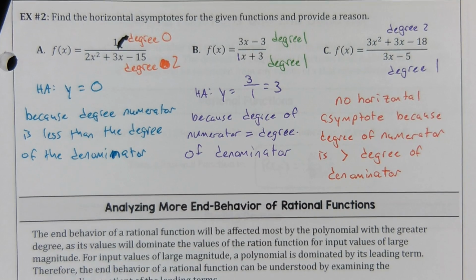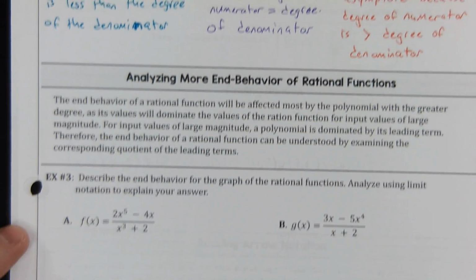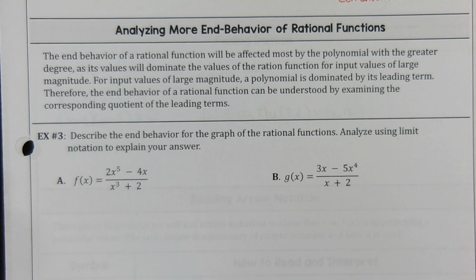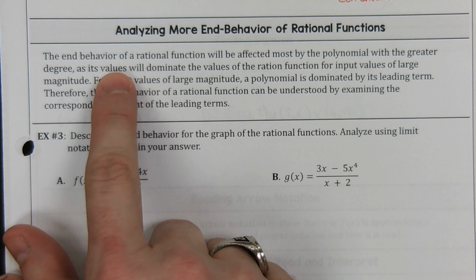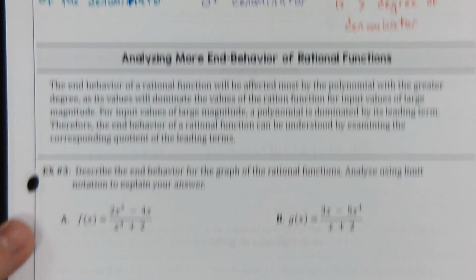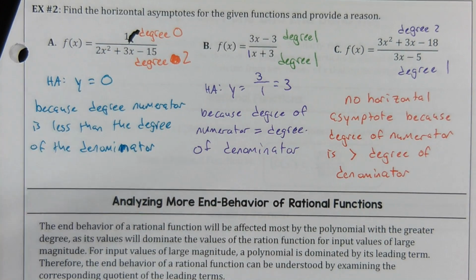So what if something is actually top-heavy? What if the degree of the numerator is larger than the degree of the denominator? What determines its behavior? Well, I'm so glad you asked. The end behavior of a rational function will be affected most by the polynomial with the greater degree. That's why we care about bottom heavy and top heavy. And this, as its input values will dominate the values of the rational function for input values of large magnitude. What that means is the bigger degree gets to boss the y values around. It dominates them.